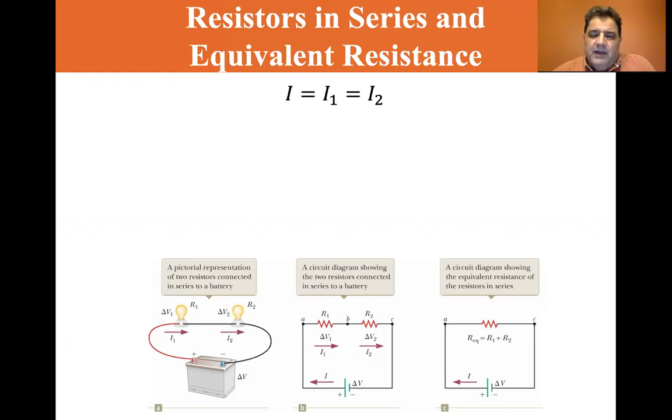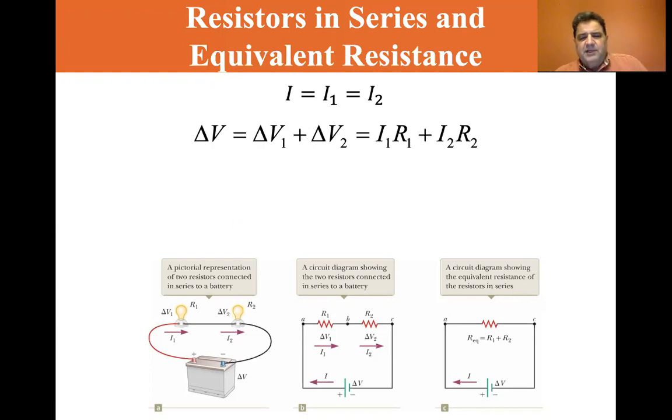So when you have a series circuit like this, the current is the same in the entire branch. The current that's coming out of the battery is going through the resistors and coming back to the battery. It's all I. It's all the same current, I. Now, the voltages are going to be different, and we'll look at that.